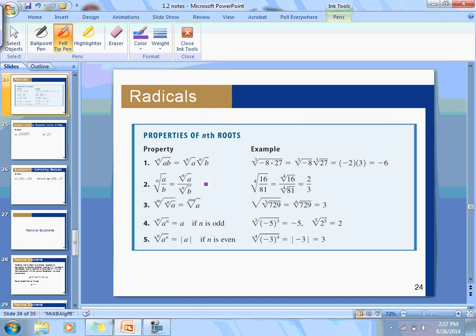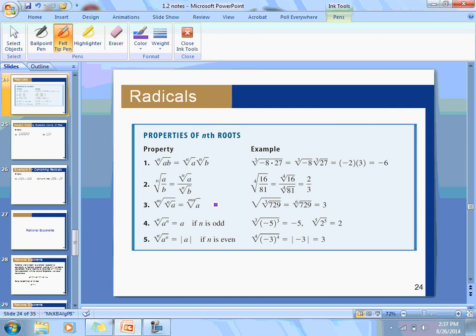Okay. Same thing for the second property here. You can take a fraction and you can break it apart and make the numerator a radical and the denominator a radical. When you have a root of a root, the shortcut is to multiply the roots together. It's kind of like when you have a power to a power, you multiply them together.